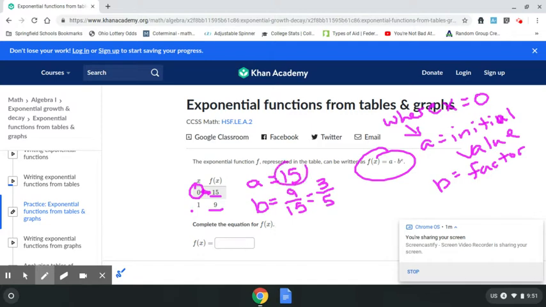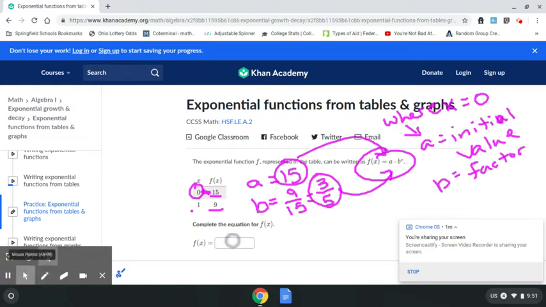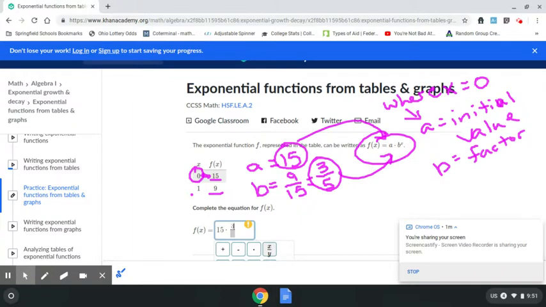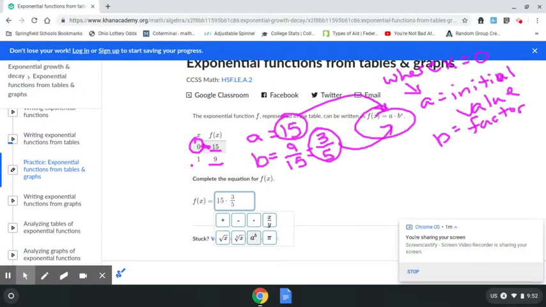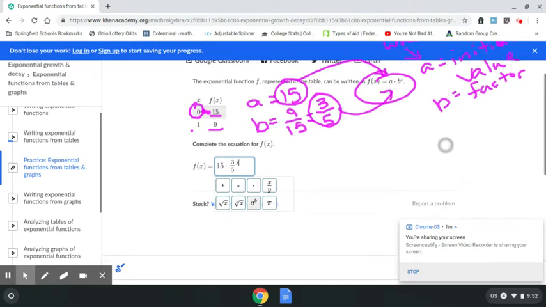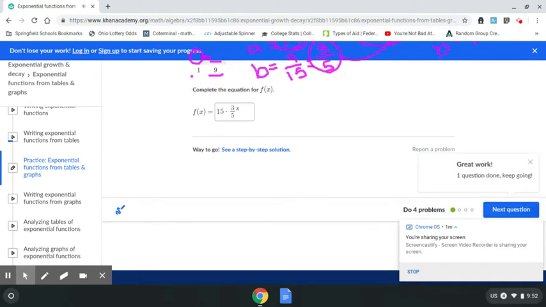So I take these two values, this is a, this is b, and I just plug them into this particular form right here, and I've got my equation. So f of x equals a, which we said was 15. We're going to multiply that by b, which, let me scroll down here, we said b is a fraction, 3/5, or that would be 0.6 as well. Scroll down a little bit more. I need an exponent, and that is going to be to the x power. Let's see if they like that. All right, great.